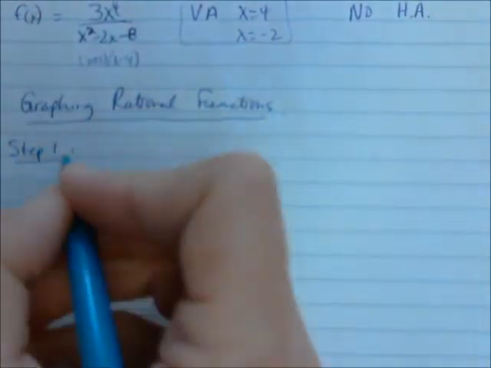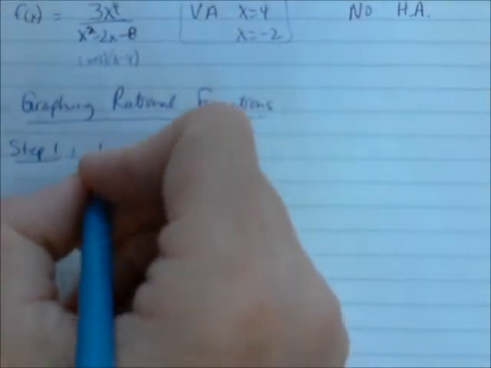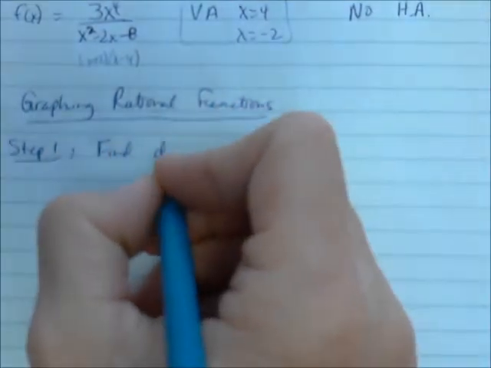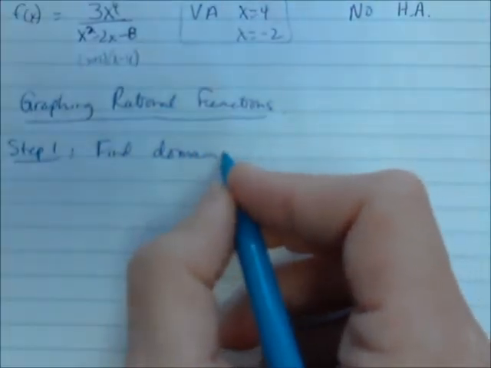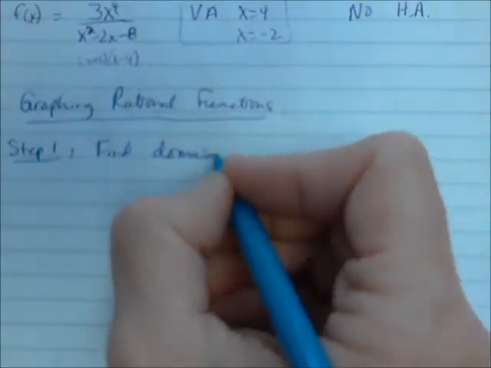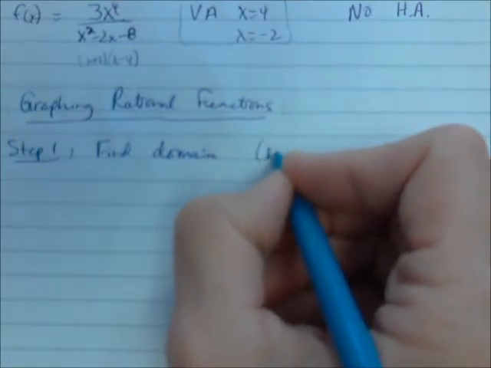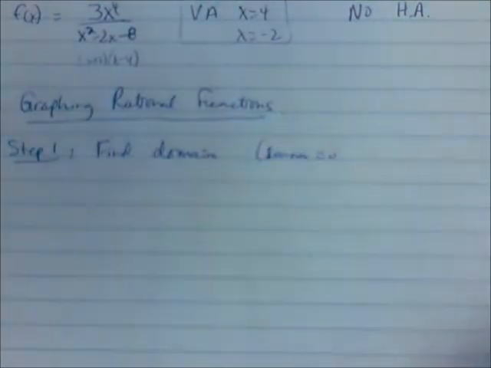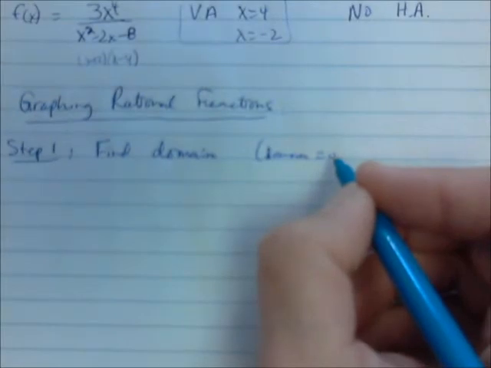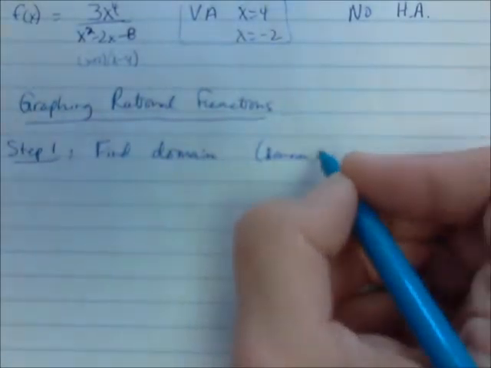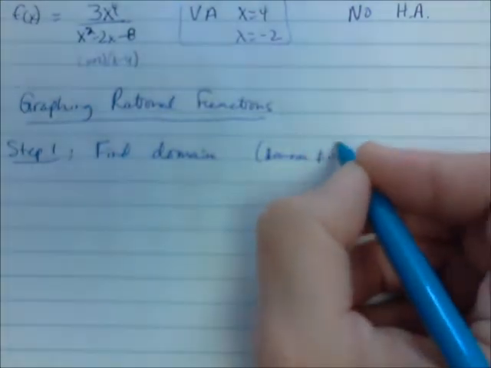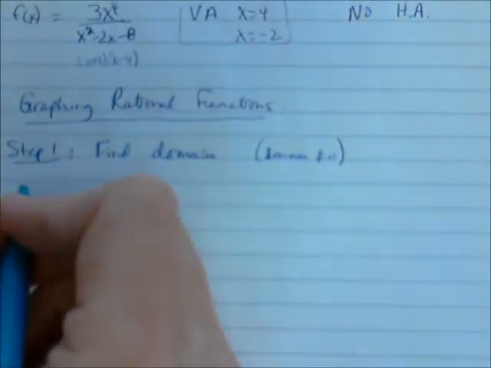And step 1, all you need to do is find the domain. And to find the domain, you just set the denominator equal to 0. And the domain is all real numbers except for those values of x that make the denominator go to 0. So I'll just say the denominator cannot be equal to 0 for the domain.